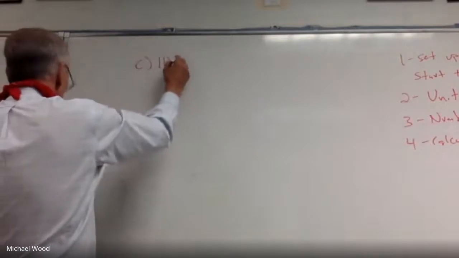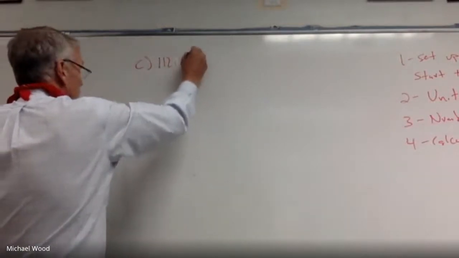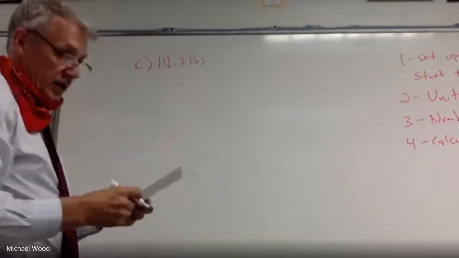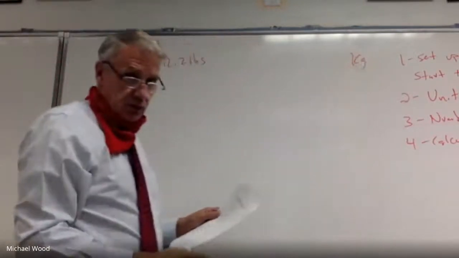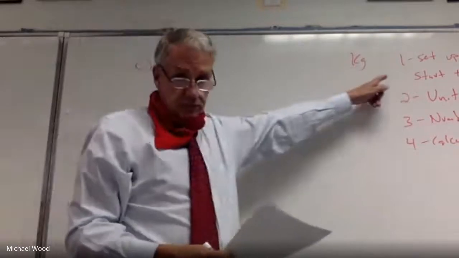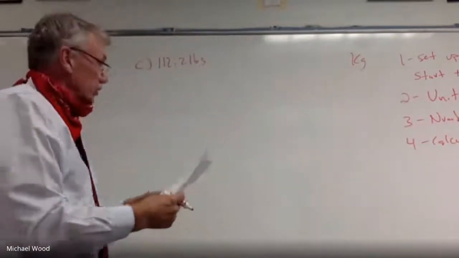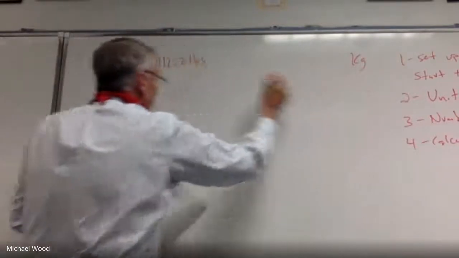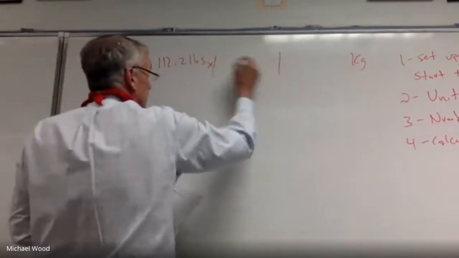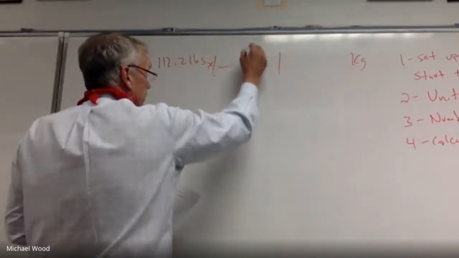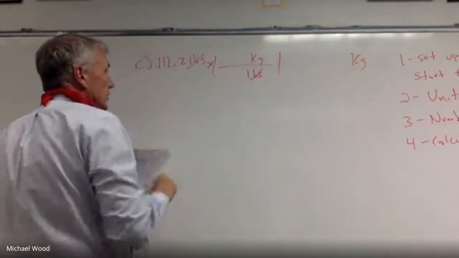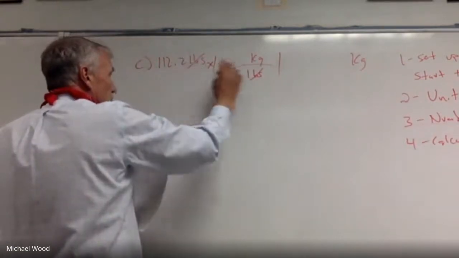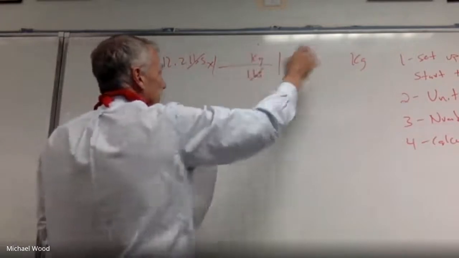Okay, so I start with 112.2 pounds. And I want to convert to kilograms. So what I'm doing here is the setup, my starting point and my ending point. Then I do the units. So in the units, pounds go here and kilograms go there. And I do that so pounds cancel out. So the units I start with go on the bottom, units I end with go on top.